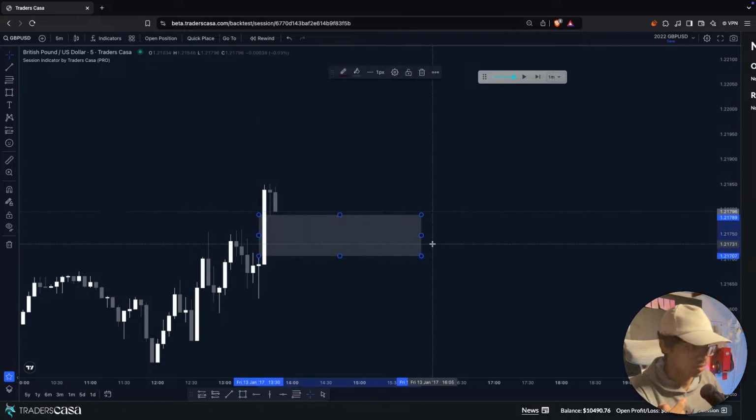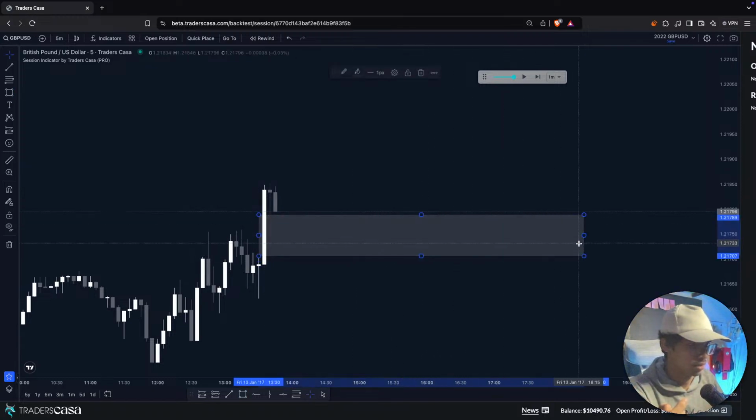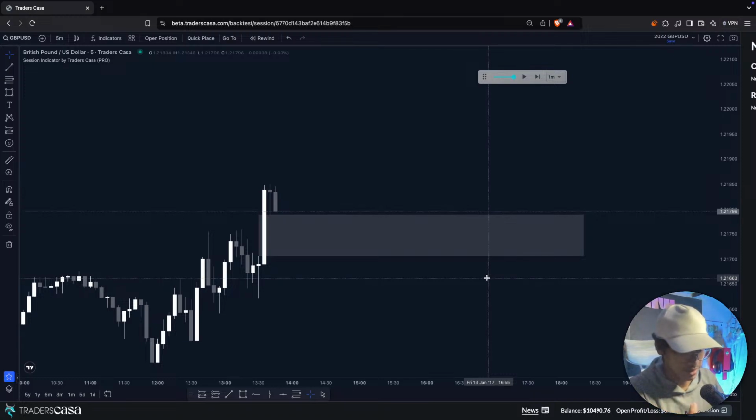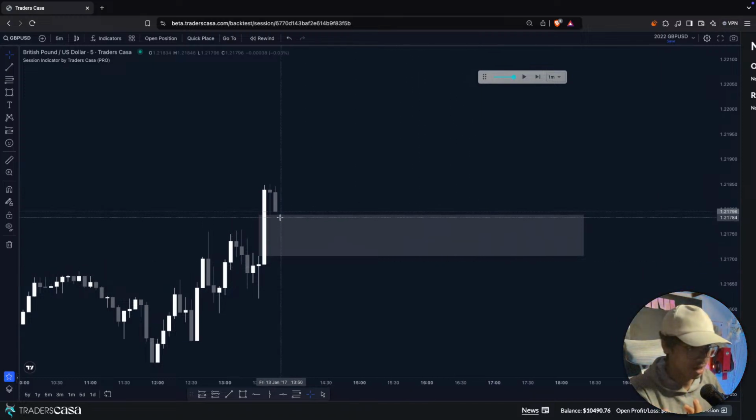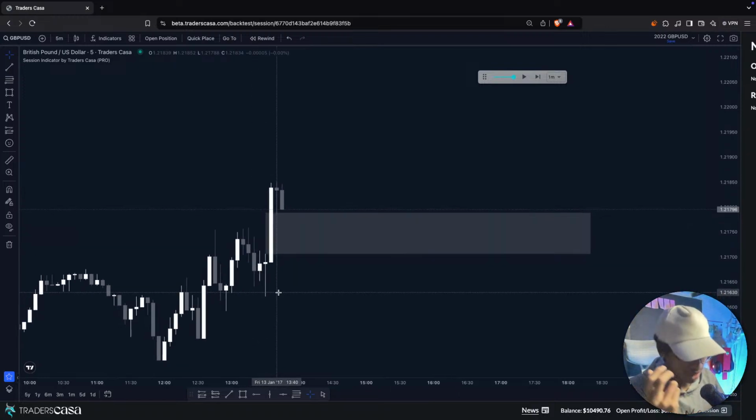Okay, that's it. So yeah, ICT says that you should put your limit order right above this fair value gap and stop loss right below the swing point. Okay, that's what I am going to do.